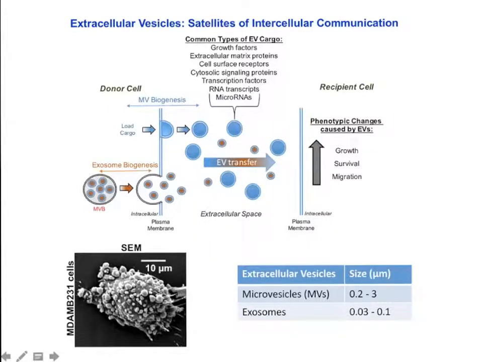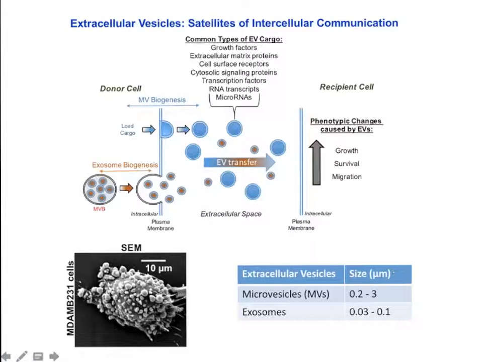Now, the other important difference that I wanted to mention between these two different classes of extracellular vesicles, microvesicles and exosomes, is their size. So microvesicles tend to be much, much larger than exosomes. Microvesicles average between 0.2 and 1 to 2 microns in diameter, whereas exosomes are between 30 and 100 nanometers.